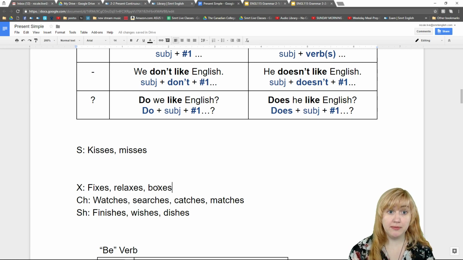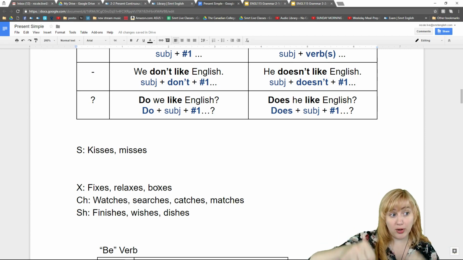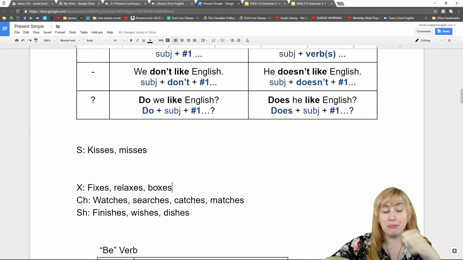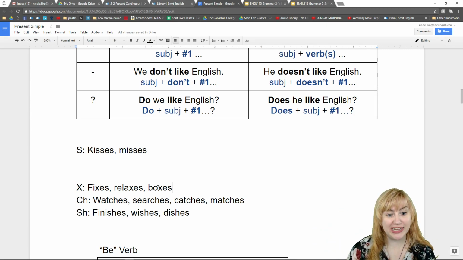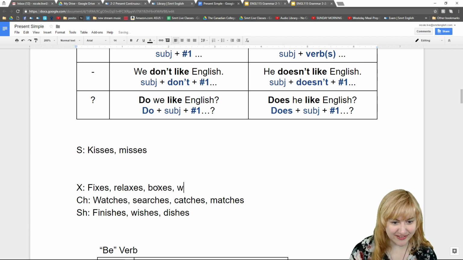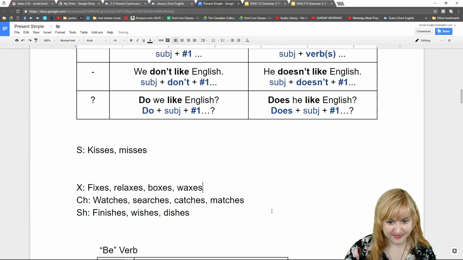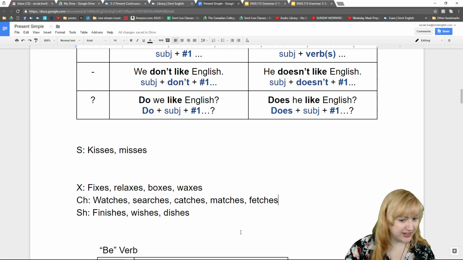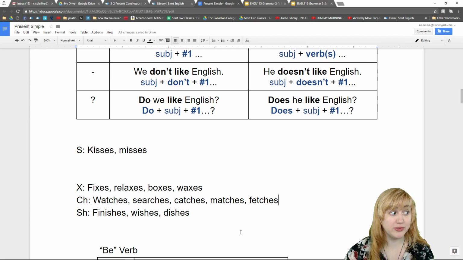And box can be a verb. If you box something, it means you put something in a box. Good. And it can also be the sport, like boxing, like he boxes his opponent. Good. Oh, we have waxes, fetches. Those are good ones. Good, good, good. Foxes. Foxes is a noun, but that works really well too. Good, good. Okay, and then fly is a good one we're going to talk about in just a minute.